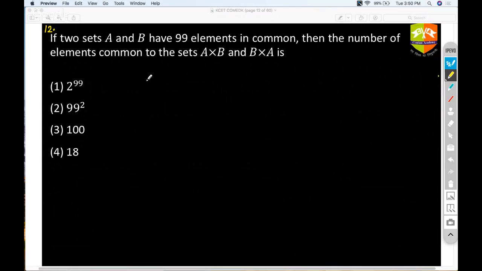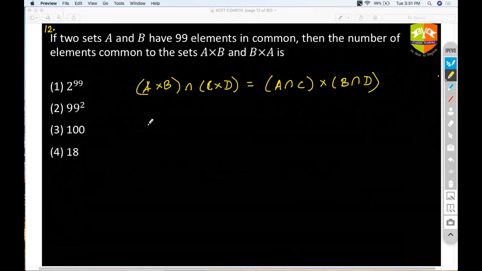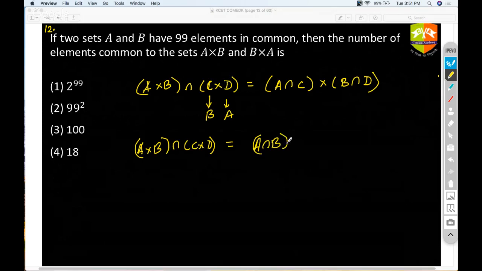Okay, let's discuss this now. So this question is based on the property that A cross B intersection C cross D is nothing but A intersection C cross B intersection D. Okay, and if you take your C to be B and D to be A, then can I say A cross B intersection C cross D would be nothing but A intersection B cross B intersection A. That means the number of elements common to A cross B and C cross D would be the number of elements in A intersection B cross B intersection A.